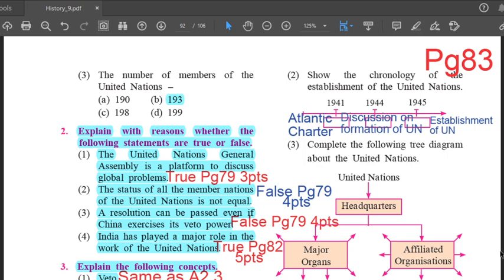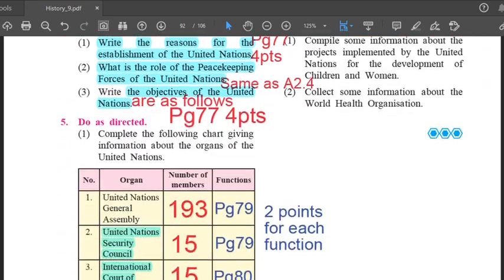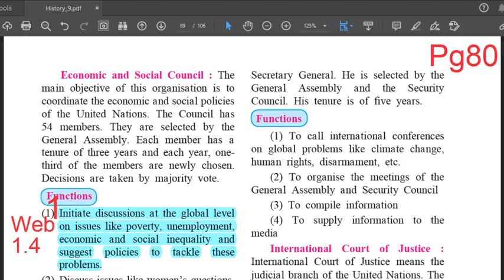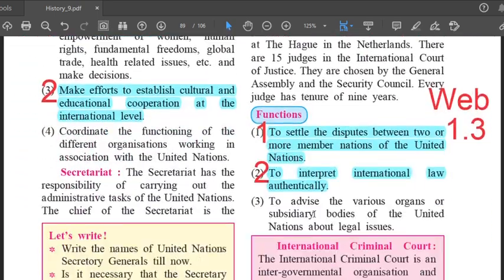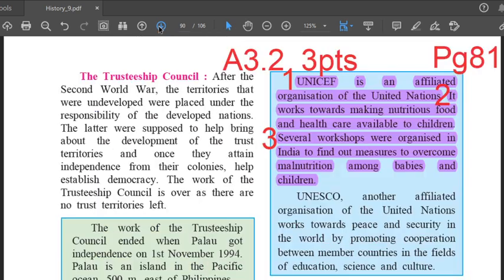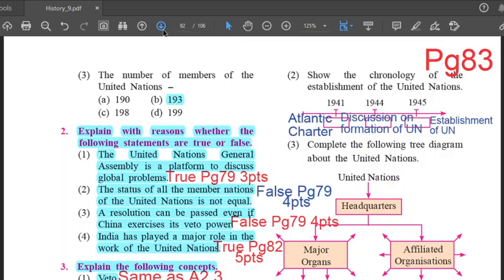And the last point of the web is Economic and Social Council. The number of members are 54 and the functions are on page number 80. Right hand side, just above the pink box. Functions, it's already given over here, mentioned, it's highlighted in pink. First function, to settle the disputes between two or more member nations of the United Nations, and the second one, to interpret international law authentically. Till here. So we finished the first web. Now we'll see the second web.